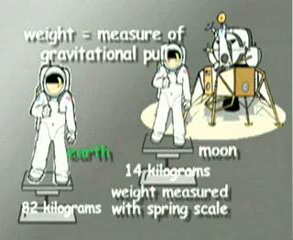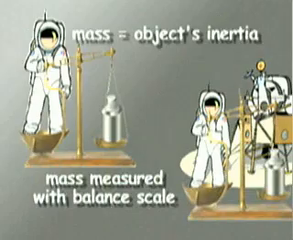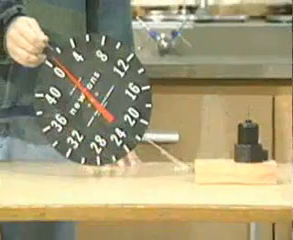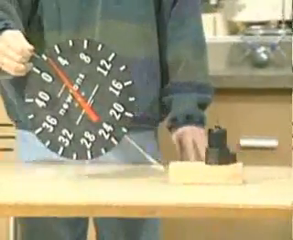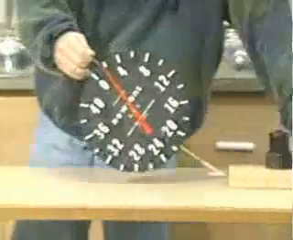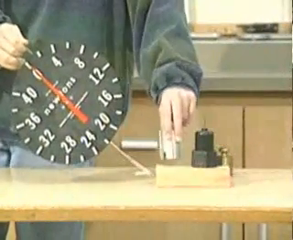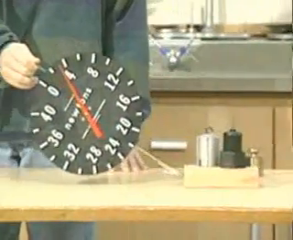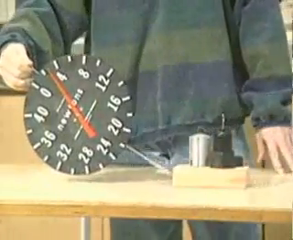Mass is not the same as an object's weight. Weight is a measure of gravitational pull, and it changes as an object gets farther from the Earth. Mass doesn't change. It is a measure of an object's inertia. The greater the mass, the harder it is to get the object to start or stop moving. As we add more mass to this cart, the amount of force required to get the cart going increases.